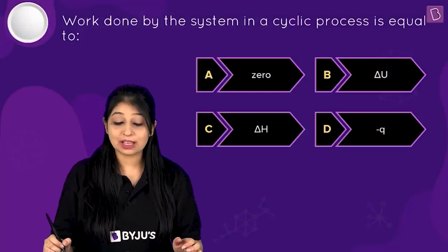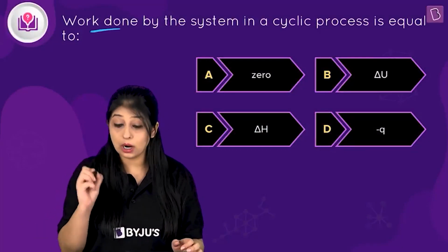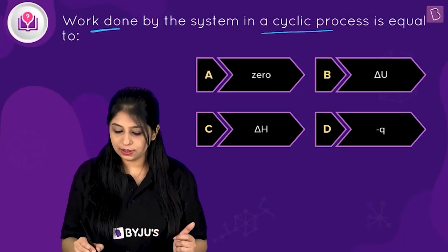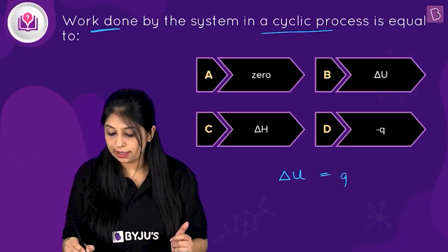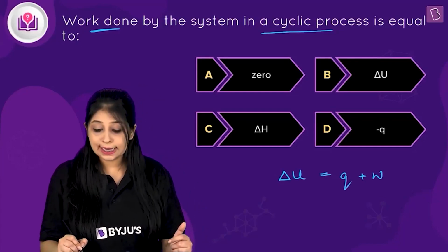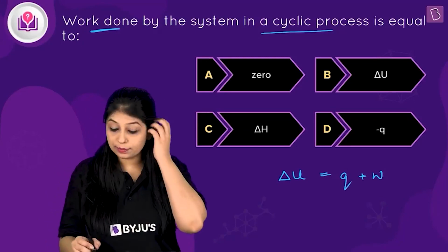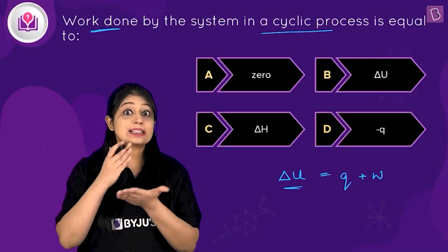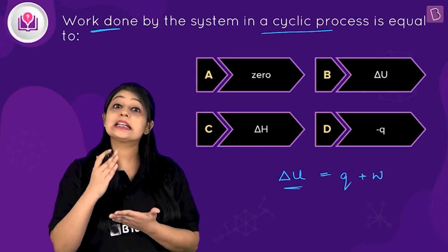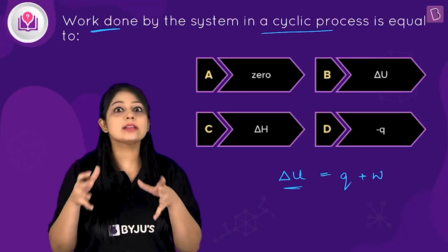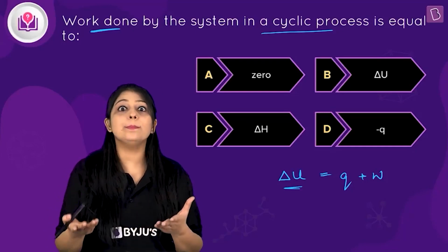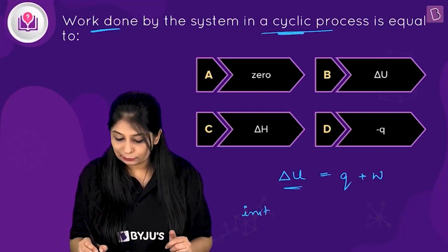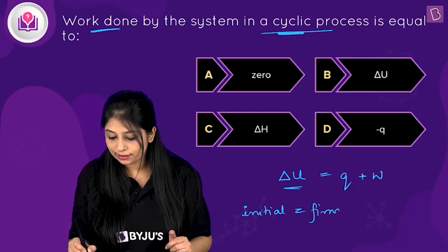Let's have a look at this question. Here we have to find the work done in a cyclic process. From the first law of thermodynamics, we know that the change in internal energy is given by Q plus W. So in a cyclic process, what would be the value of delta U? Well, we know that internal energy is a state function. Its value depends upon the initial and the final conditions. It does not depend upon the path taken. And for a cyclic process, we know that the initial value will be equal to the final value.